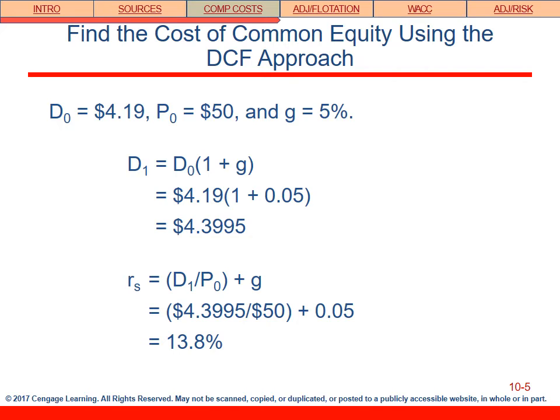Divide that by the current price, add to that ratio the growth rate of 5%, and according to this method, the cost of Coleman Technologies of retaining its own earnings is 13.8%.